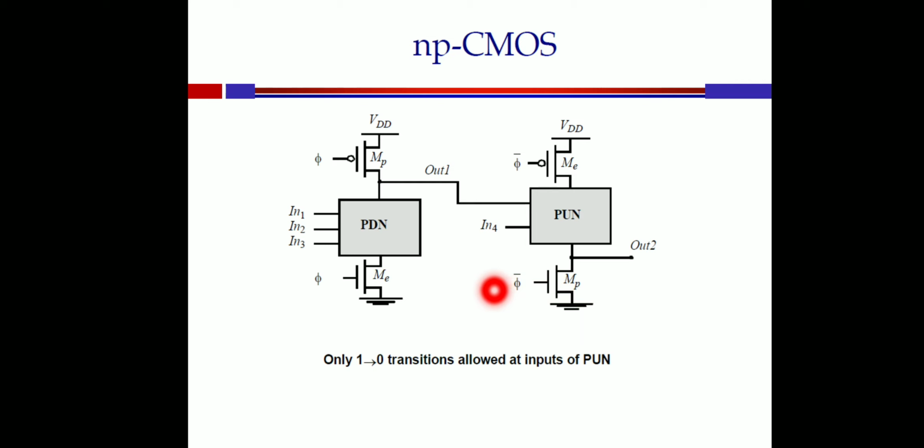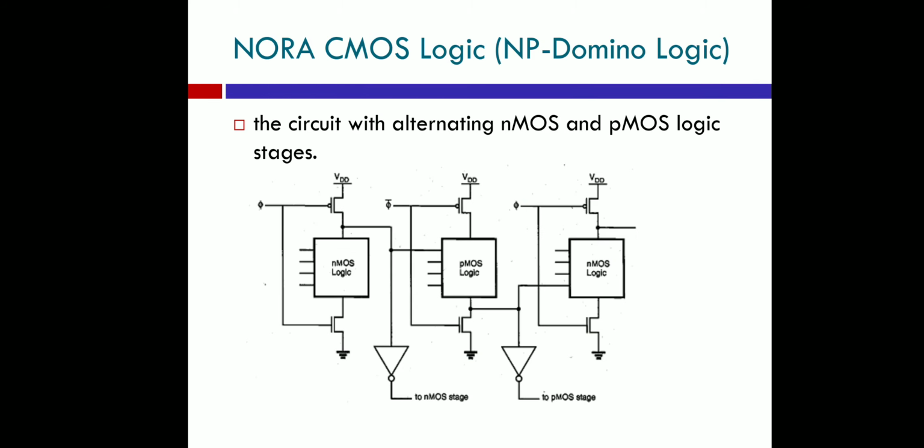And look at the clock signals. In the first part of the circuit, the pre-charge and evaluation transistors are controlled by phi, whereas in this PMOS counterpart, it is controlled by phi bar. And the output of the first stage is given as input to the pull-up network. So this is how we connect that. We alternate the NMOS and the PMOS logic stages.